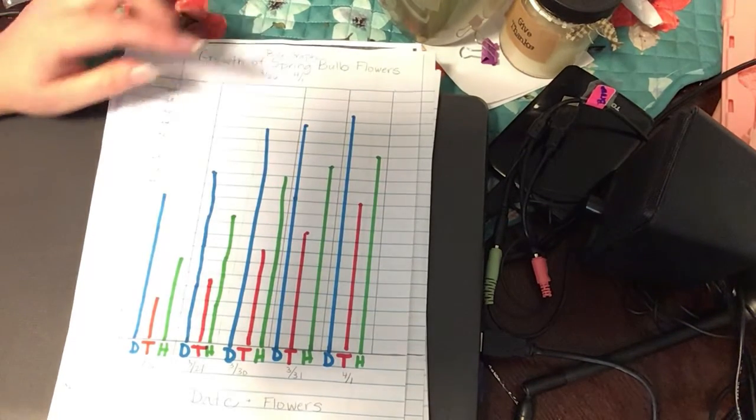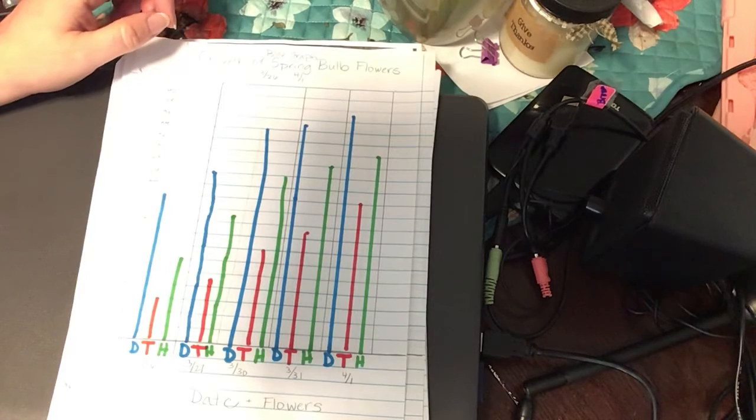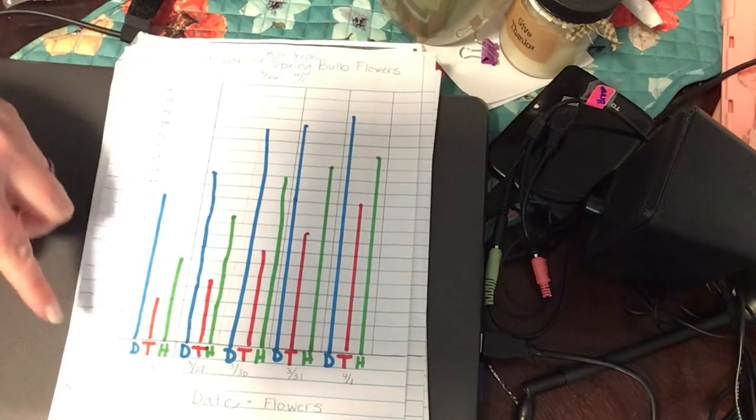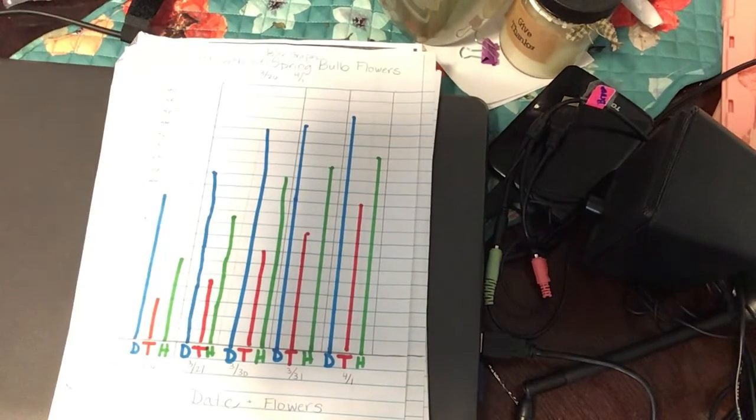Okay, fourth grade. So you are looking at the bar graph that we've made over the last 5 days of data for March 26th through yesterday, April 1st. So this is what your bar graph should look like for the daffodil and the tulip and the hyacinth, showing the growth of all the flowers.